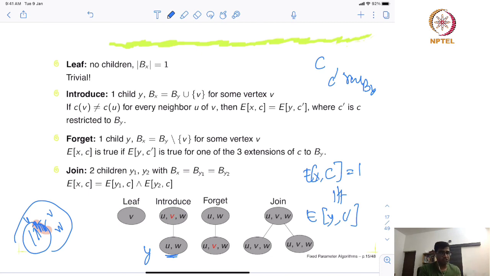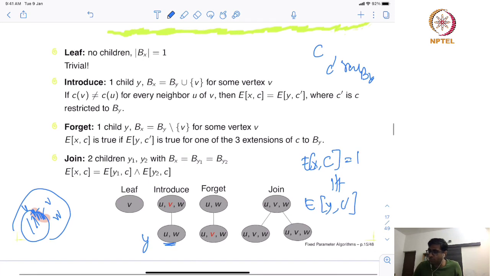And what is C prime? C prime is the extension: you fix C, and for the vertex which you are forgetting, say V, you ask, is there a coloring where V gets 1? If that answer is 1, then no problem. What happens if V gets 2, does that evaluate to 1, and so on and so forth.